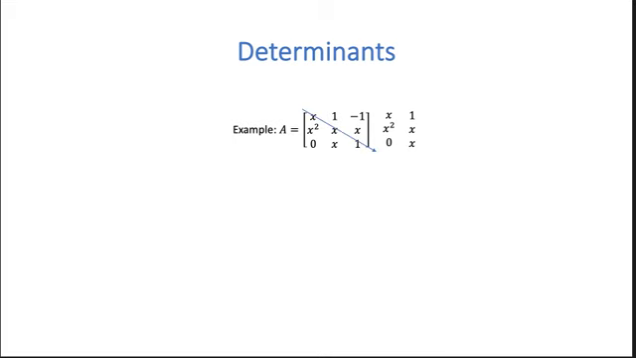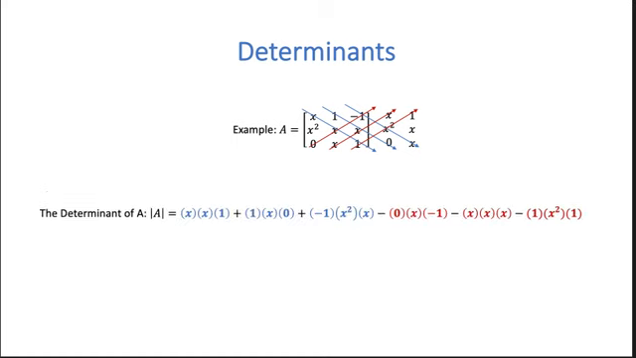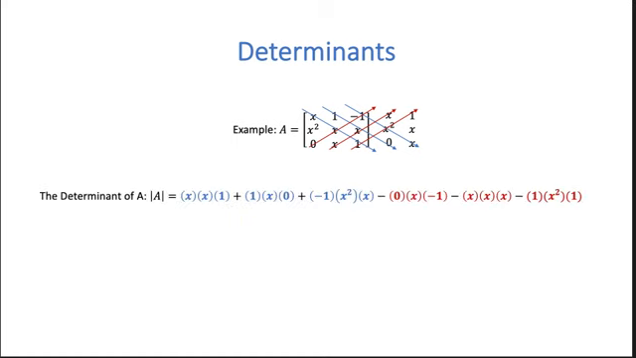And then remember, add the diagonals going from top to bottom, and subtract the diagonals going from bottom to top. Pause the screencast. See if you can get the next line. Does yours look like this? X times 1 plus 1 times x times 0 plus negative 1 times x squared times x. And then subtract 0 times x times negative 1, x times x, and 1 times x squared times 1.